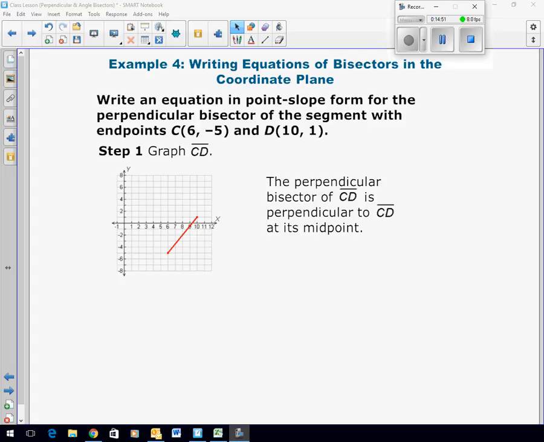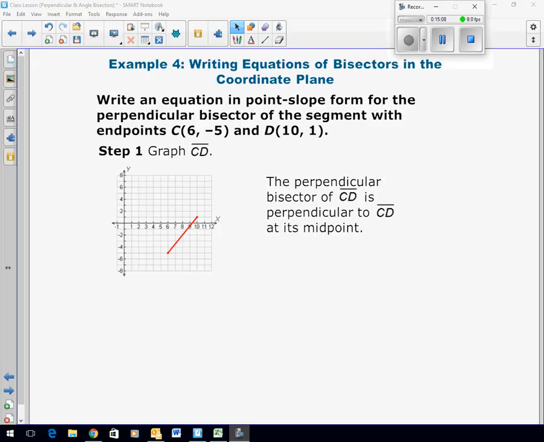There's two parts to this. The perpendicular bisector of CD is perpendicular to CD at its midpoint. First thing we need to do is find the midpoint of CD. How do we find the midpoint of CD?